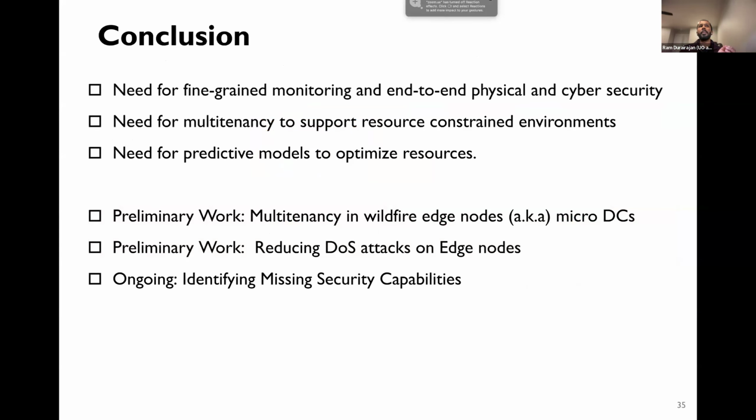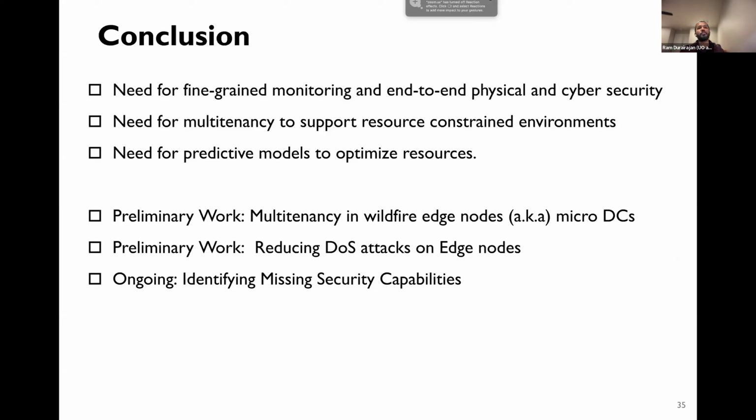And so to conclude, there is this very clear need for fine-grained monitoring that can enhance both the physical and the cybersecurity posture of the hazard workflows and hazard CI. And as we showed, multi-tenancy is a key problem here, which opens up a lot of issues in such a resource-constrained environment. And there is also a need for predictive models that we could use for DDoS detection and performance improvement and all that. We just presented two preliminary efforts here: one on volumetric attack and one on performance enhancements in the face of multi-tenancy.